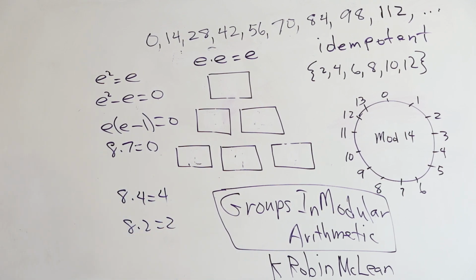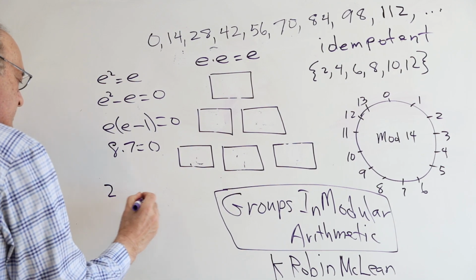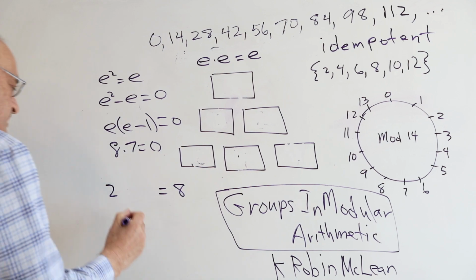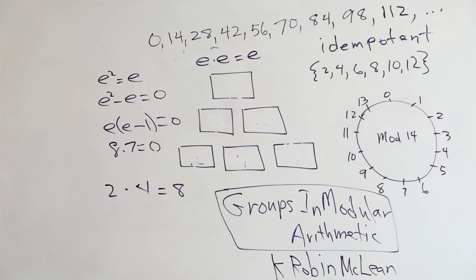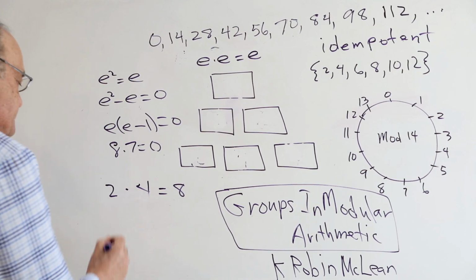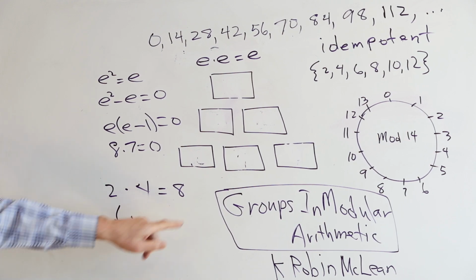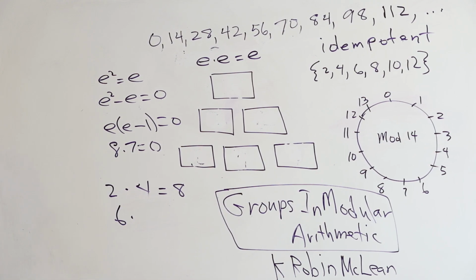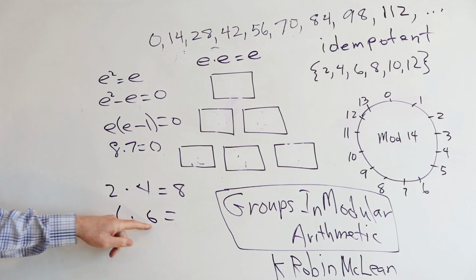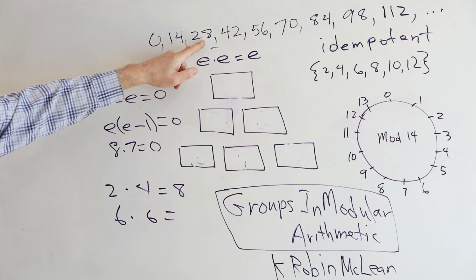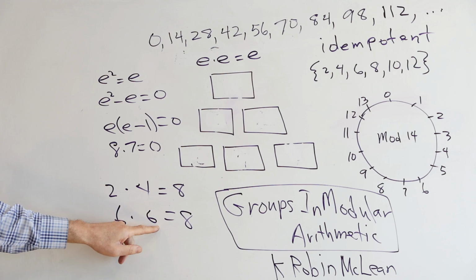Let's see if we can find the inverse of each number. So, for example, if we take 2 and we want to get 8, that would obviously be 4. So 2 times 4 is 8. And let's try 6. Now we want 6 times something to be 8, if 8 is going to be the identity. Actually, I think 6 times itself will be 8. I think it's its own inverse, because 6 times 6 is 36. Take away 28 is 8. So 6 is its own inverse.